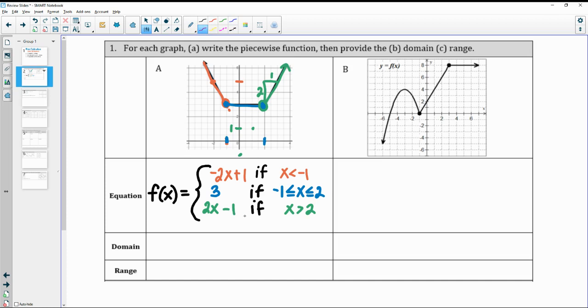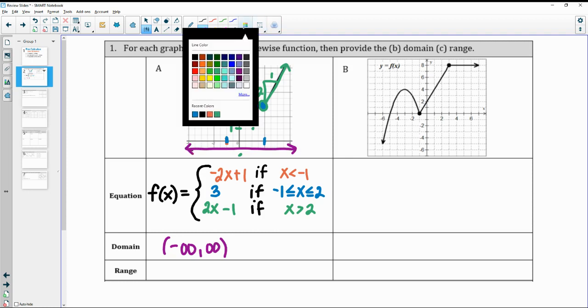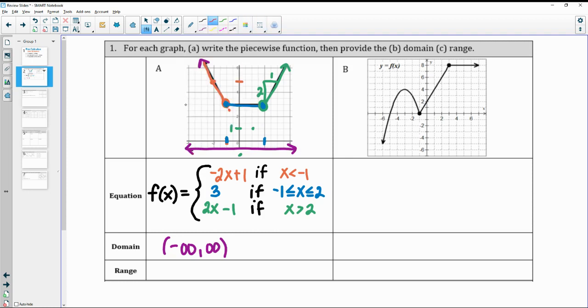Then the domain here, we can plug in all real numbers because this goes from left to right. Everything can get plugged in. So the domain here is -infinity to infinity. And you can see that left to right, everything is there with those arrows. Then the range gets stuck here and goes higher. So the y values start at a y value of 3 and they go to infinity.